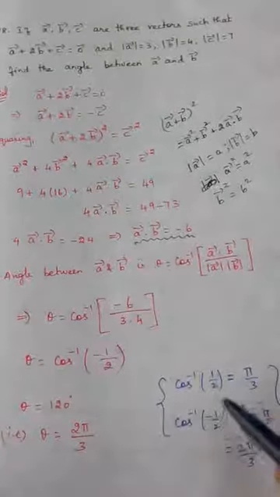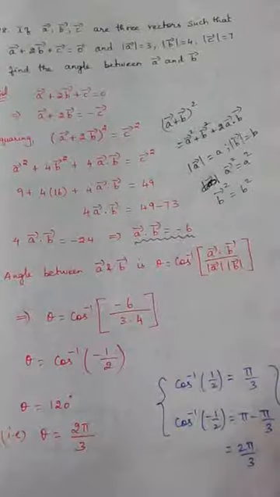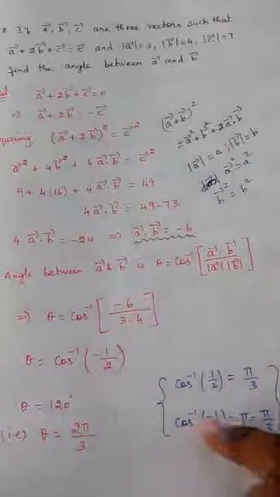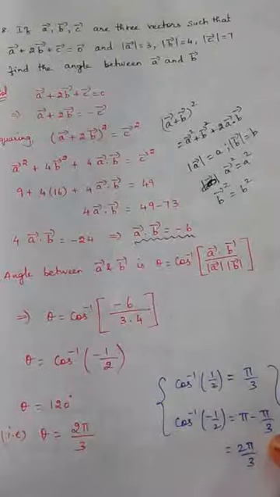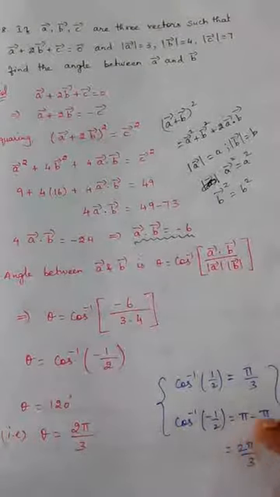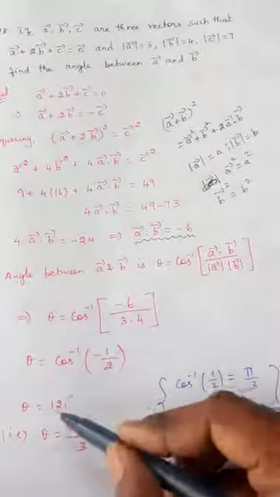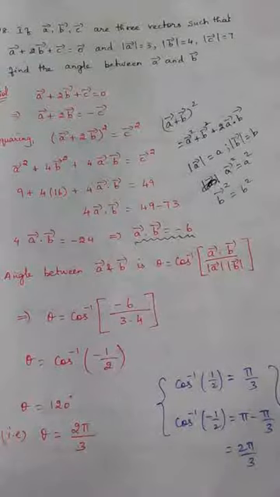Since the minus sign is present, I should calculate like this: pi minus pi by 3, because without the minus the answer is pi by 3. If minus comes, how should we calculate? Pi minus pi by 3. Try to understand, a minus sign means we should not write only pi by 3, but pi minus pi by 3. So the answer is 2 pi by 3. 2 pi by 3 is nothing but 120 degrees. So theta is equal to 120 degrees, or that can be said as 2 pi by 3 is the angle between A vector and B vector.